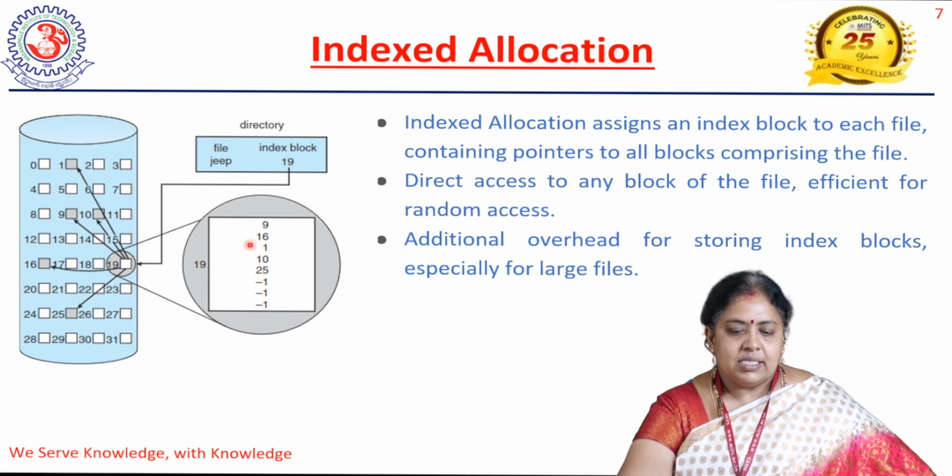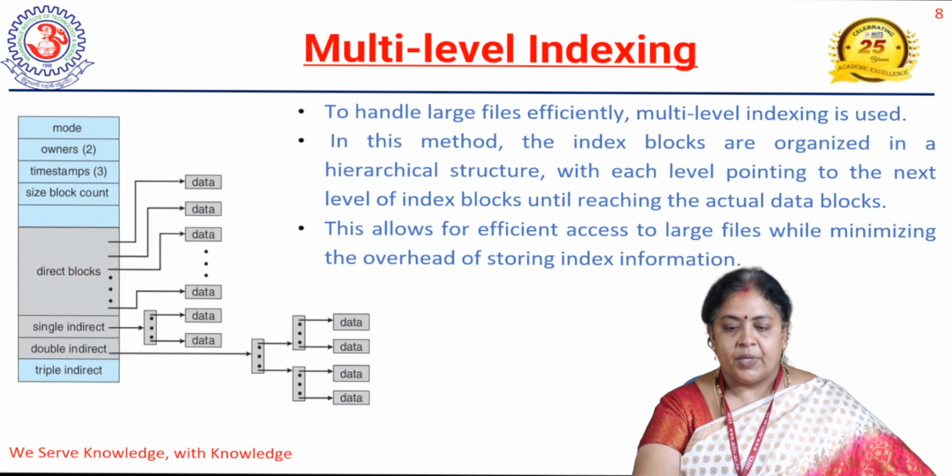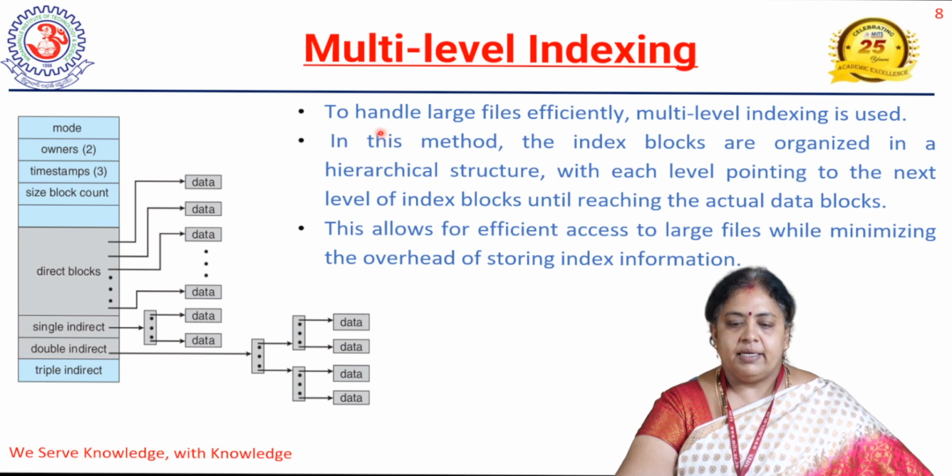And the disadvantage of this indexed allocation is that larger files cannot be stored. For example, if we have a larger file, the size of a block is 512 only, so we have to store all the pointers in this one 512 block. If it is a large file, we cannot accommodate it. For this purpose, we go for the next allocation, that is multi-level indexing. This multi-level indexing is mainly used to handle larger files efficiently.